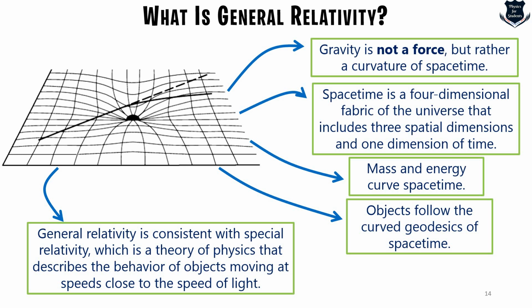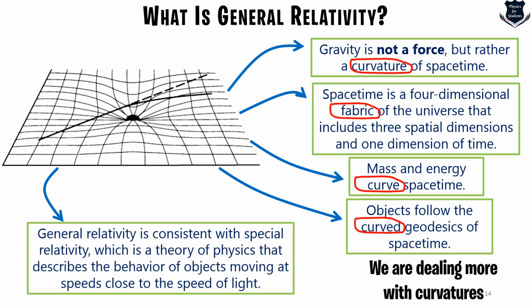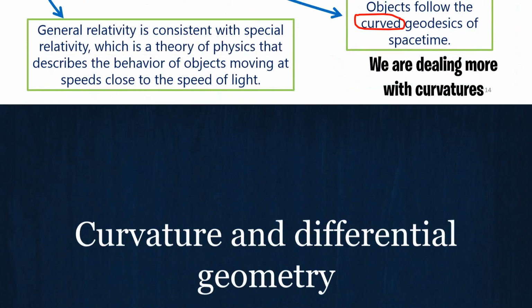Now, once we sum up the idea of the general theory of relativity, there is something very striking you could notice in these four definitions: the notion of curvature, fabric, which is also a curvature, and curve and curve. So what we can understand is that we are now going deep into understanding curvatures, because those definitions portray the idea of curvature. If you are measuring curvature, obviously we need differential geometry. So how curvature and differential geometry are intricately related, let us look into the next part of our video. As you see, we are dealing more with curvatures. And what is that? Let us look in the next part of our video.